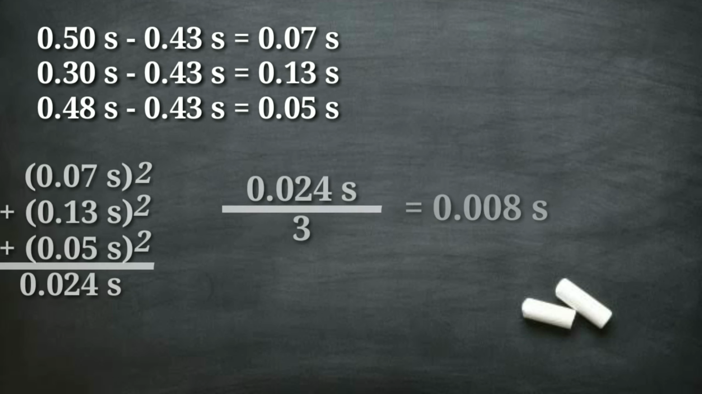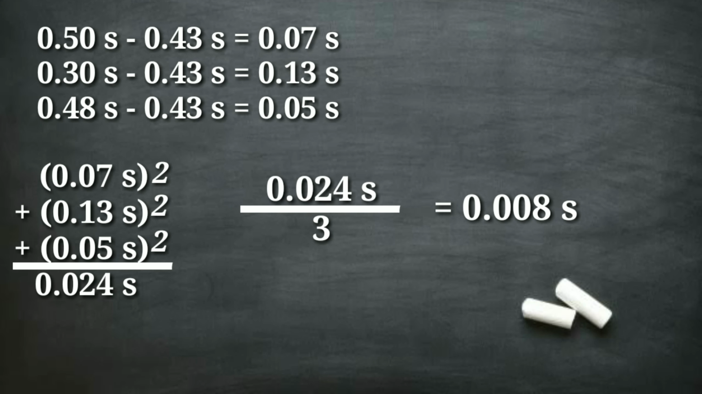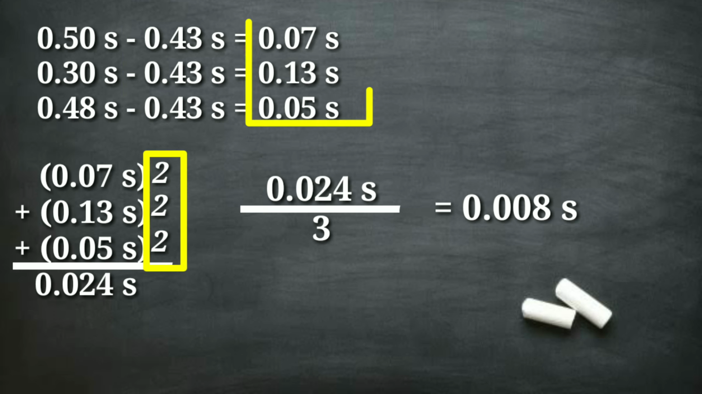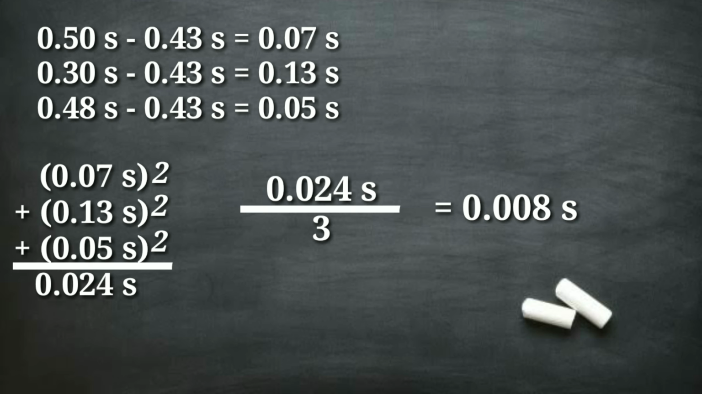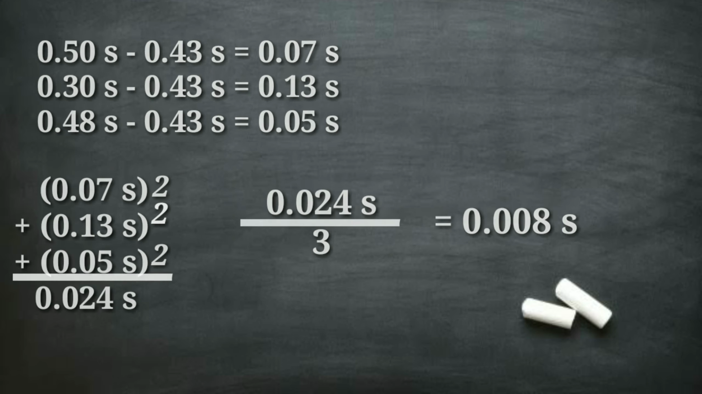Then let's find the variance of these measurements by finding the difference between each of the 3 measurements and the average. Now add up the squares of these differences. Next, find the average of these added squares by dividing the result by 3.